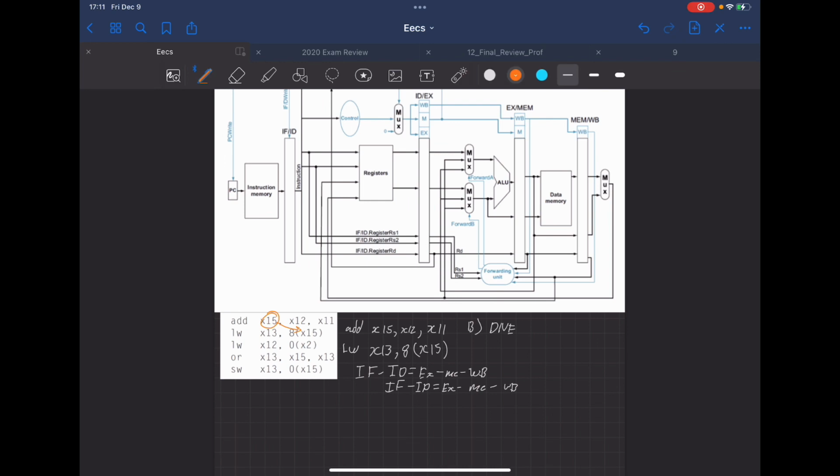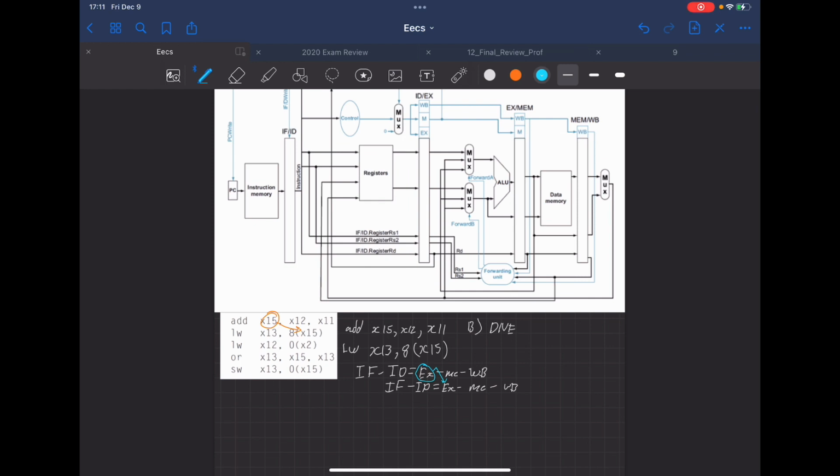So basically what the forwarding is going to look like here is this: the execution is going to happen, it's going to be ready, and we'll be able to forward it to this execute. So that X15 value, or that register 15 value, will be ready to add the offset of 8 when it goes into the ALU. In conclusion, the code executes correctly, is what I'm trying to say.